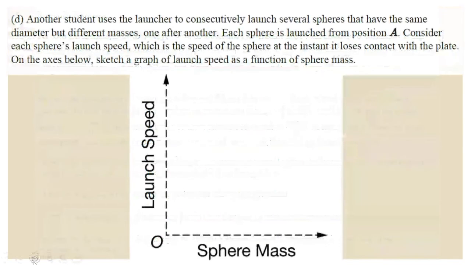Now, moving on to the last part here, part D, it says another student uses the launcher to consecutively launch several spheres that have the same diameter but different masses, one after the other. Each sphere is launched from position A. Consider each sphere's launch speed, which is the speed of the sphere the instant it loses contact with the plate. On the axes below, sketch a graph of the launch speed as a function of sphere mass.